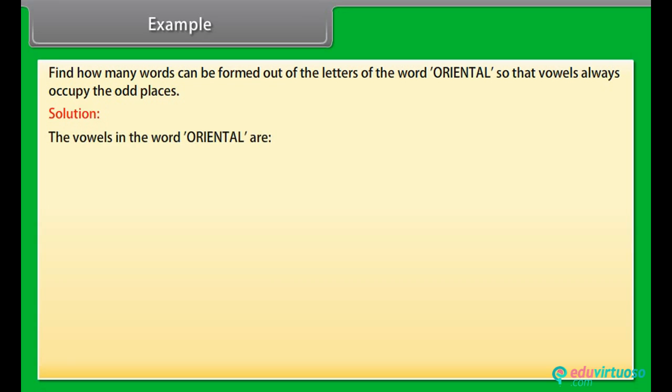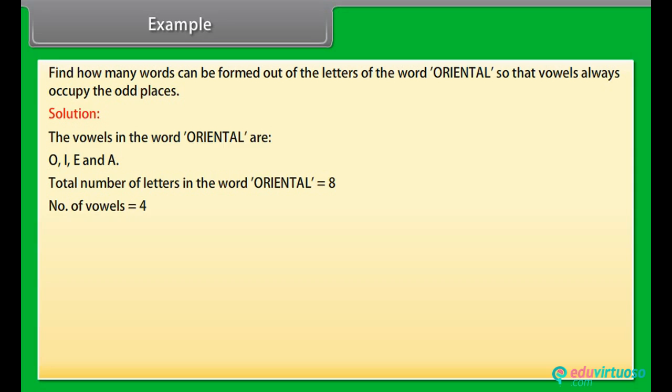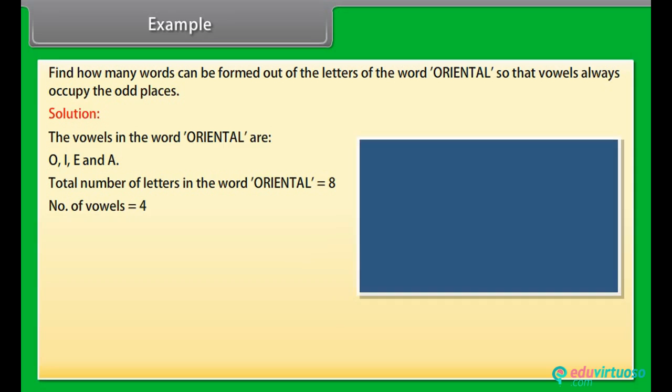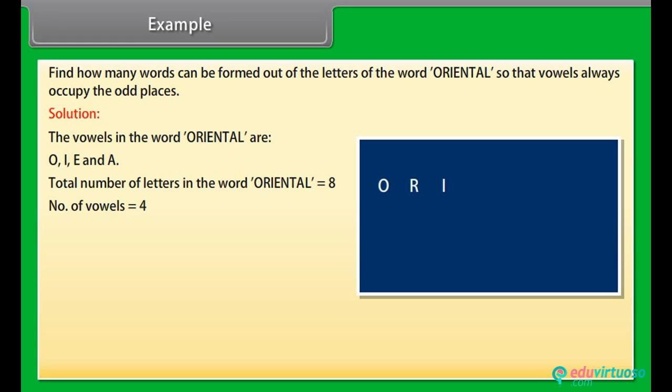The vowels in the word Oriental are O, I, E and A. Total number of letters in the word Oriental is equal to 8. Number of vowels is equal to 4. O, R, I, E, N, T, A, L. 1, 2, 3, 4, 5, 6, 7, 8.